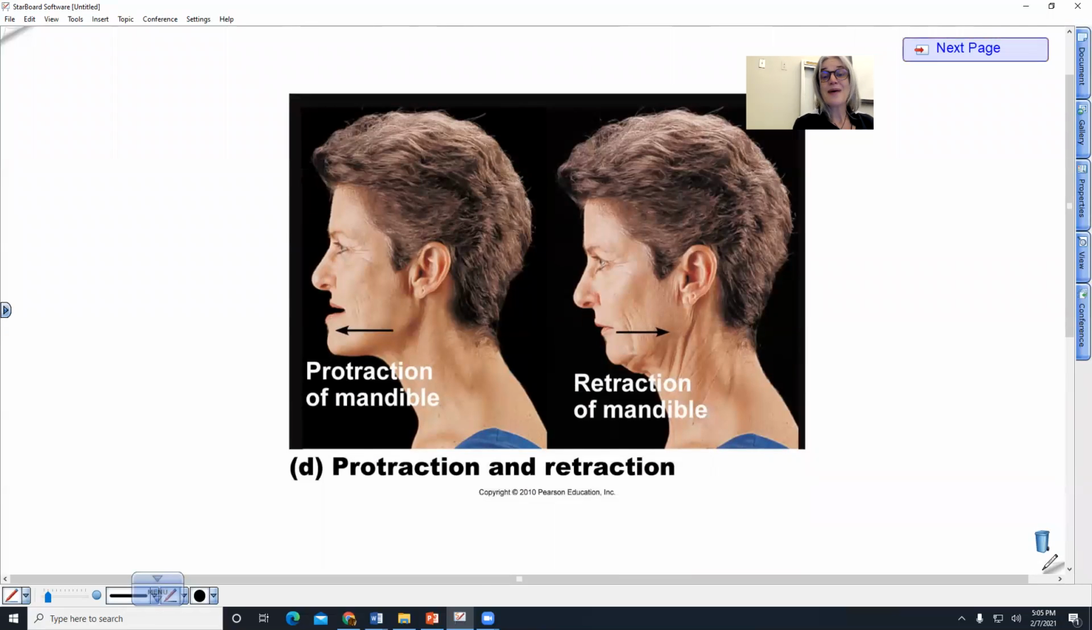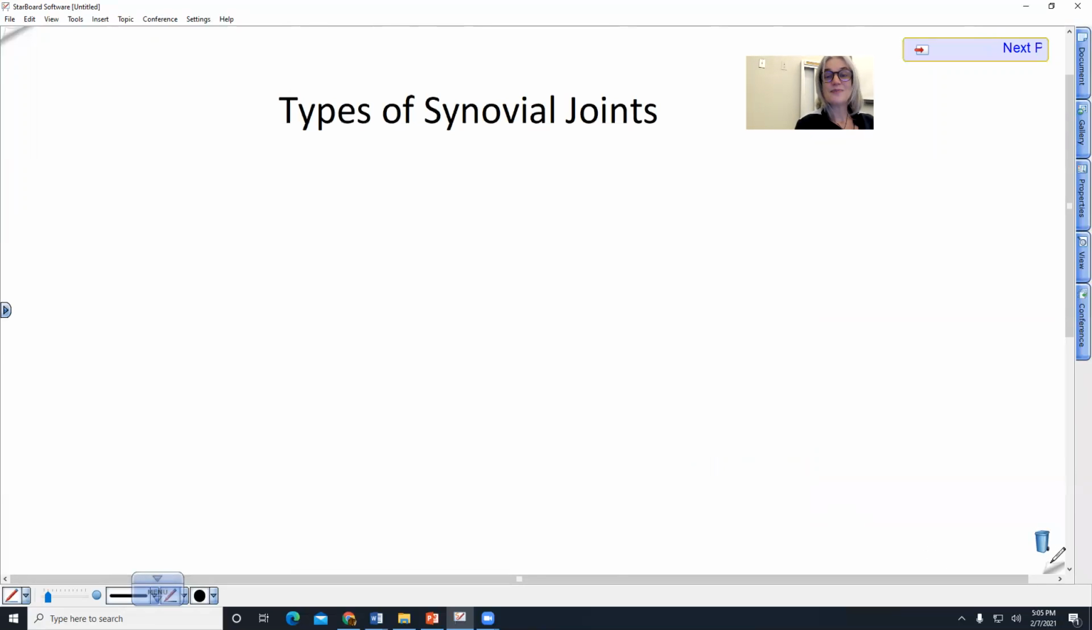The mandible, some other terms, we have protraction, where we stick it out, and retraction. We can also do that with our scapula. We can protract our scapula, retract the scapula. I think if we squeeze our shoulder blades together, that would be pulling them back. Those terms are sometimes used in other places.